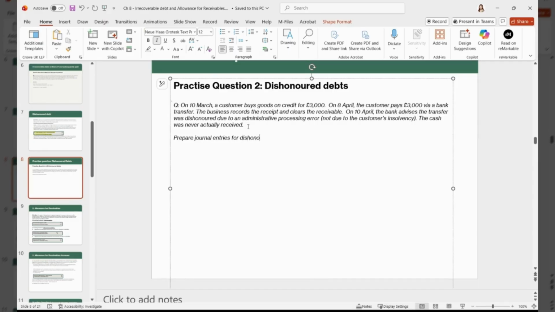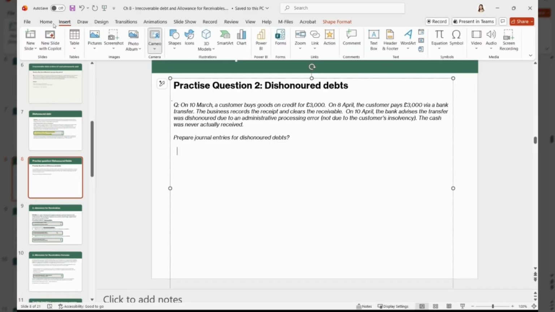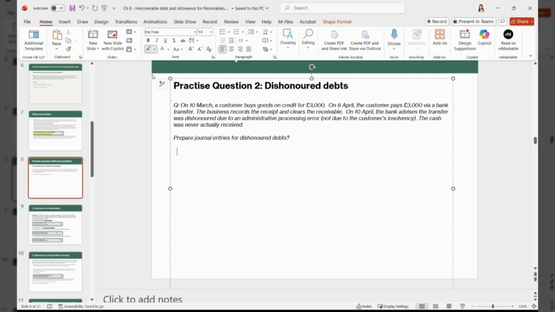So let's break this down in simpler terms. A customer bought goods on credit, then made a payment, and the business recorded that payment as normal. But later, the bank tells us the transfer didn't go through. So the cash never actually arrived, and the customer still owes the money. Our job is simply to correct the accounts so they reflect what really happened. Here, our objective is to reverse the cash receipt and reinstate the receivable because the debt still exists.